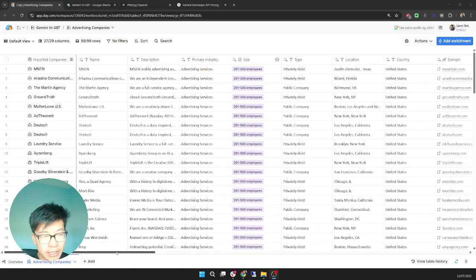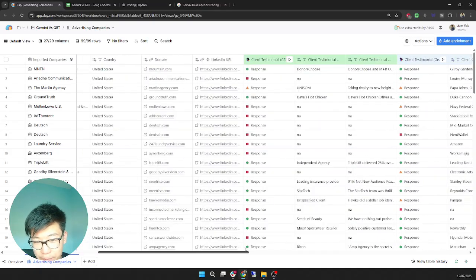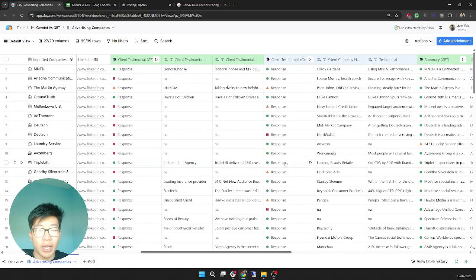So I basically pulled a big list of advertising companies inside of Clay, with 200 to 500 employees. And as you can see here, we just have a big data set. And all I did was I went in and I put side by side the exact same prompt for Gemini and GPT.